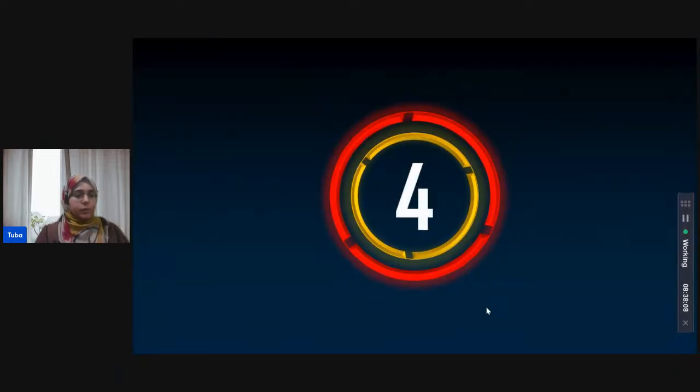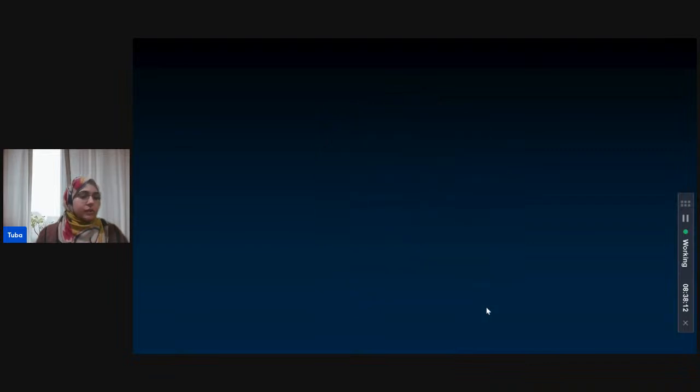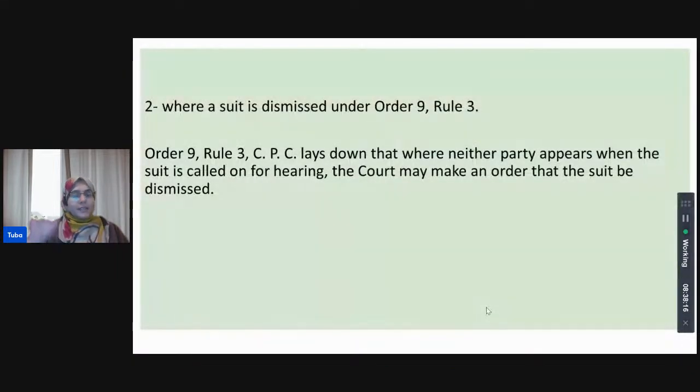So where is a subsequent suit based on the same cause of action allowed? Shaktija thinks it's 3, that is Order 22, Rule 3.2. It is actually Order 9, Rule 3, where the suit is dismissed under that. So you're allowed to take a subsequent case on the same cause of action.